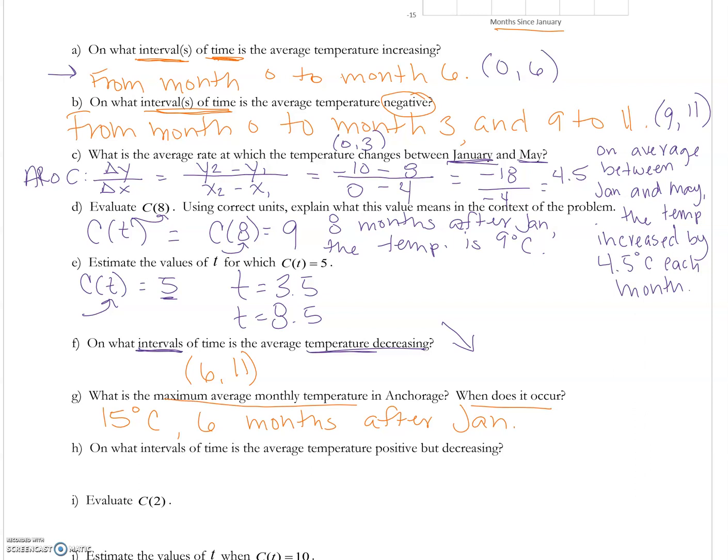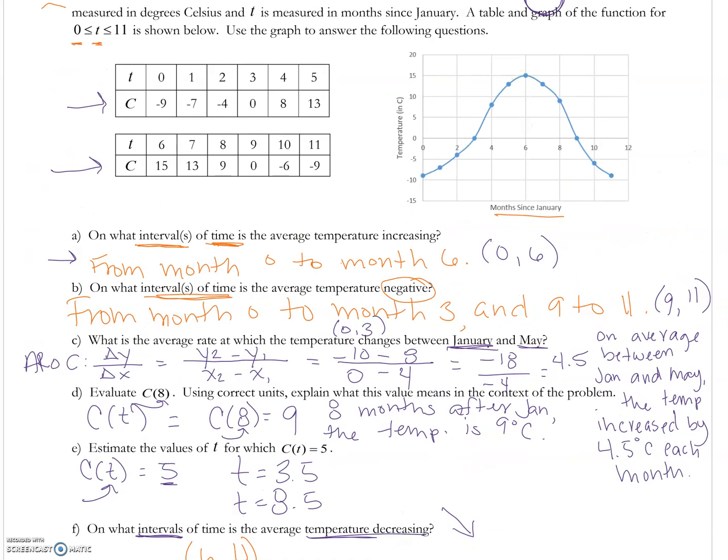Part H, on what intervals of time is the average temperature positive but decreasing? So I'm looking for a very specific interval here. When is the temperature above 0 but also going down? So again, I'm going to scroll back up to my graph. If it's above 0, I'm only looking at this top part of the graph. But I'm also looking for when it's decreasing. So as I read from left to right, again, my eyes go up, up, up, then down, down, down. So I'm only looking from here to here at my graph. So from month 6 to month 9.